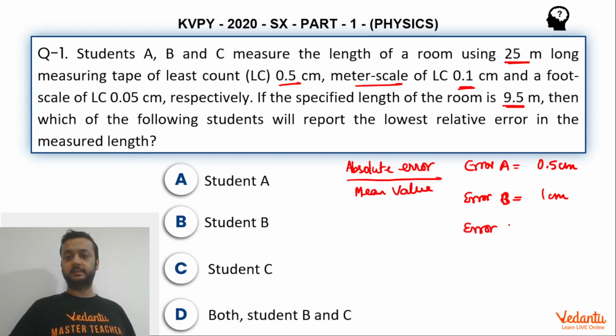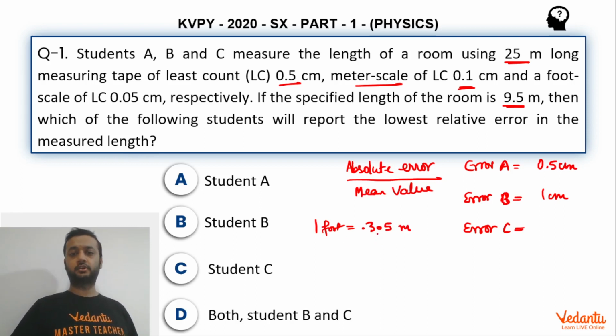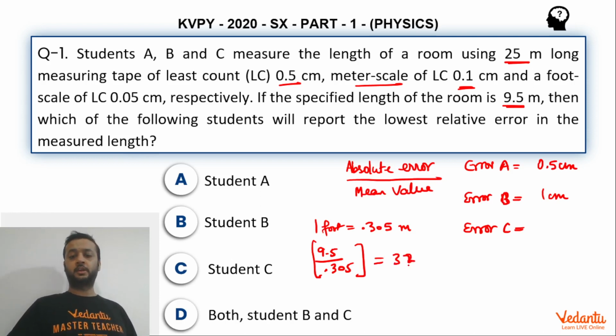Similarly, if you talk about C, C has a foot long scale. One foot is approximately 0.3048 meters, so approximately 0.305 meters. So if you have to measure 9.5 meters, divide 9.5 by 0.305, and if you take the integral value, it comes out to be 32. That means you have to measure at least 32 times using the foot long scale to be able to measure 9.5 meters.